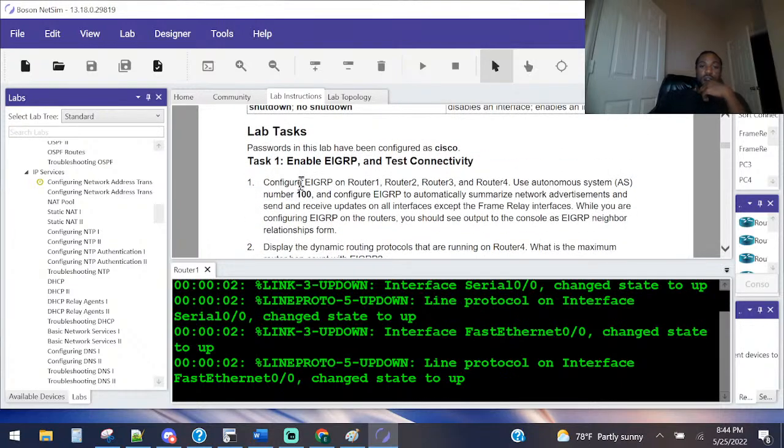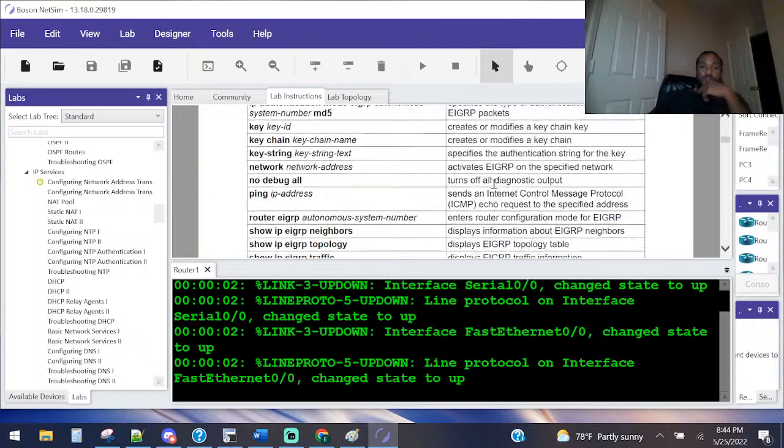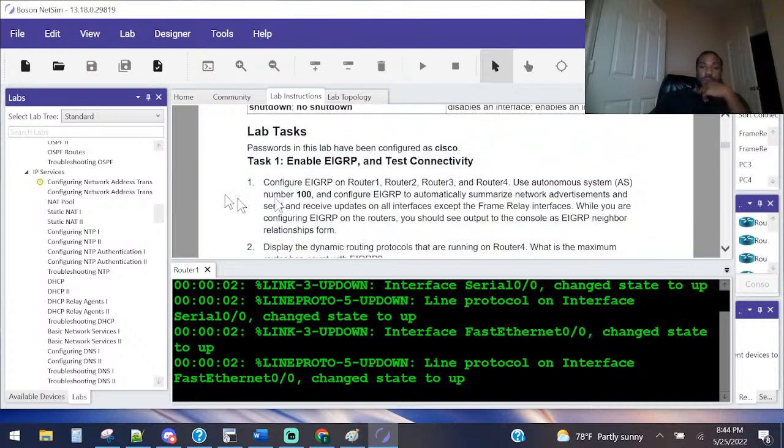Anyway, configure router EIGRP on routers 1, 2, 3, and 4. Use AS number 100 and configure EIGRP to automatically summarize network advertisements and send and receive updates on all the interfaces. All right, so let's do that then.